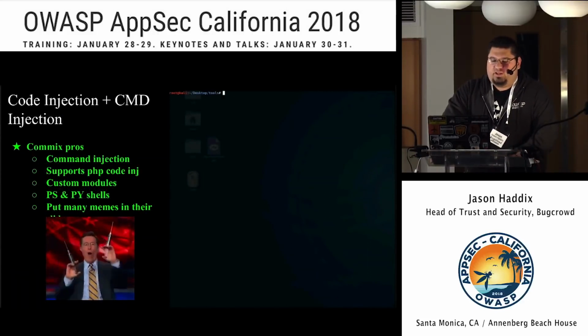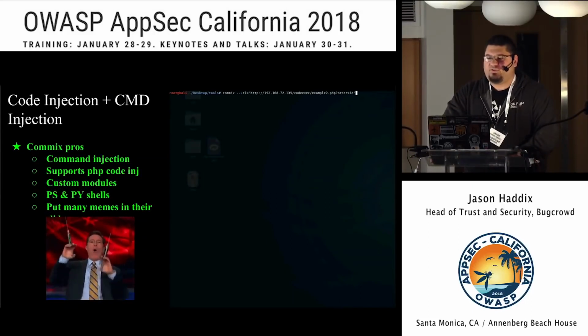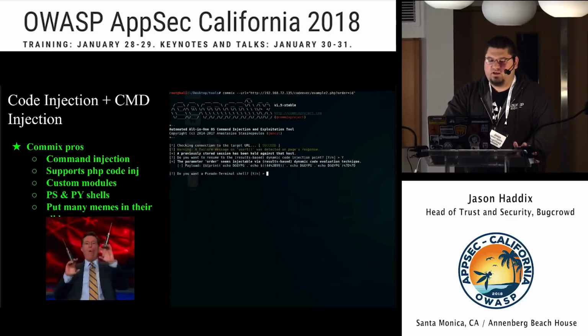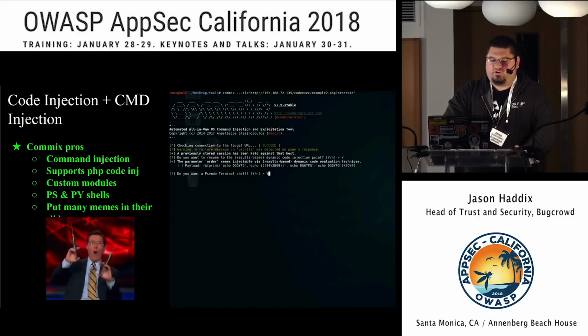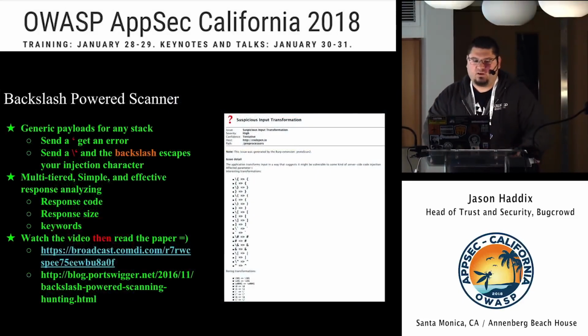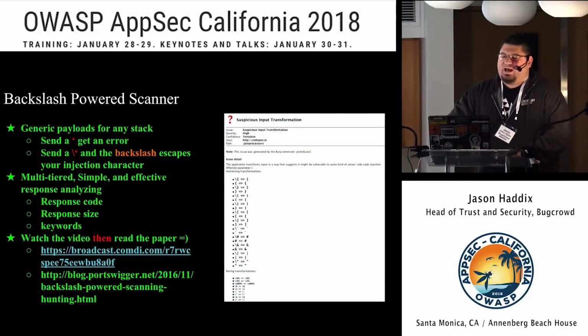Command injection, really, that one's kind of been covered a lot, but there's a tool called Commix, very similar to SQLmap and tplmap, that exploits command injection. And it has the ability also to give you reverse shells in PowerShell or Python and integrate directly into Metasploit, which is pretty cool.